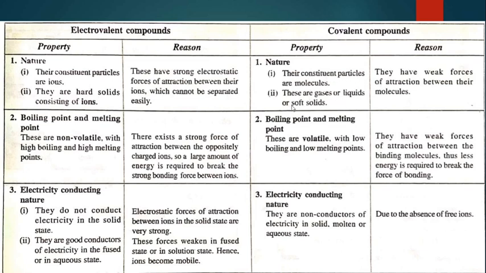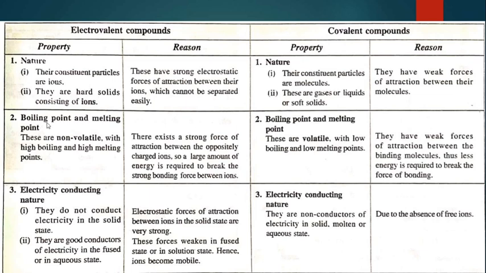These are gases or liquids or soft solids. So in covalent compounds, the particles are made up of molecules, not ions, remember. And these are gases or liquids or soft solids. What's the reason? They have a weak force of attraction between their molecules. Here, the strong force of attraction results in the formation of hard solids, whereas the weak force of attraction between the molecules results in the gas or liquid form of covalent compounds. Sometimes it may be soft solids also.